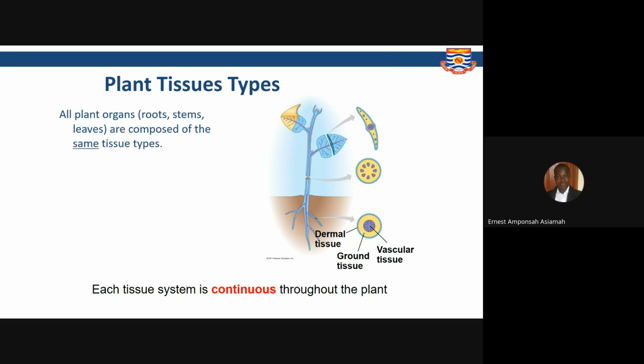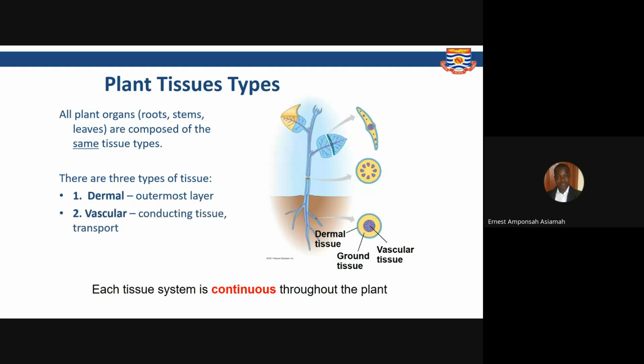Plants have basically three tissues which are present in most plants. We have the dermal tissue, the vascular tissue, and the ground tissue. The dermal tissue is usually the outer layer, whereas the vascular tissue is for transport of substances: food, water, and minerals.